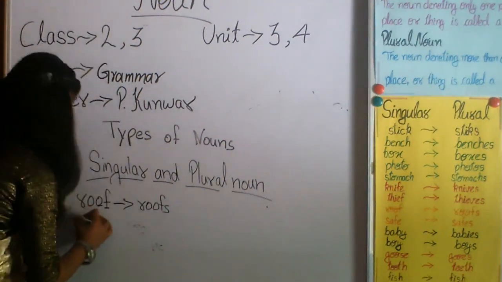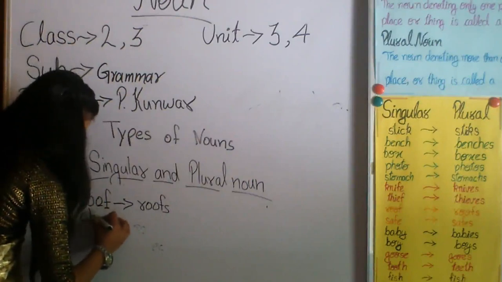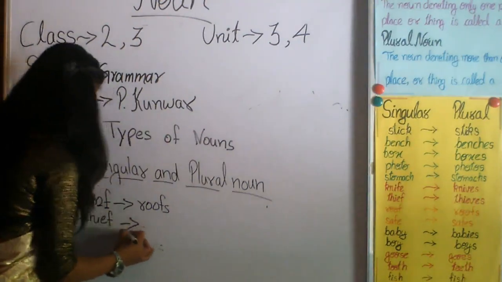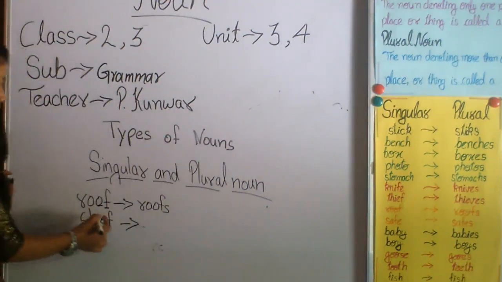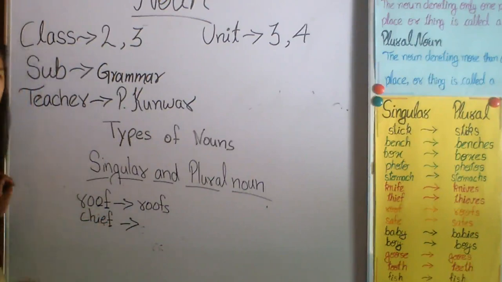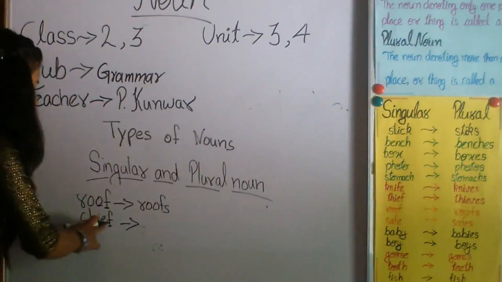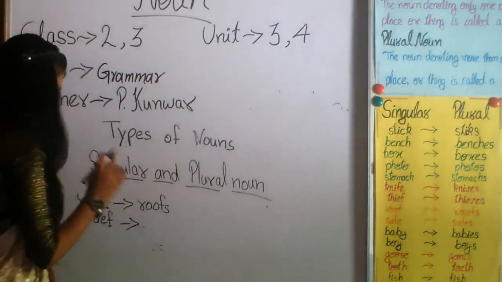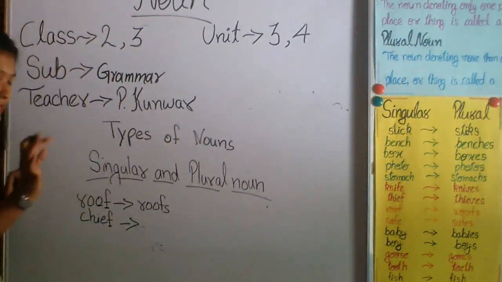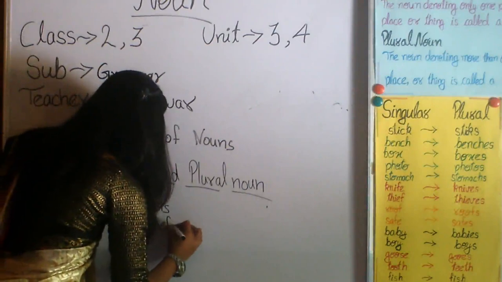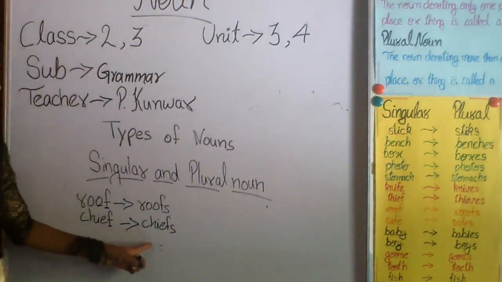In the same way, C-H-I-E-F, chief. Before f there is e. What is e? E is a vowel letter. So we just add s at the end. C-H-I-E-F-S, chiefs.